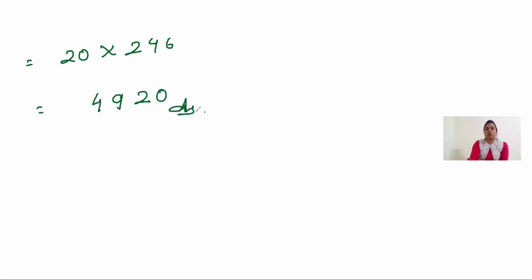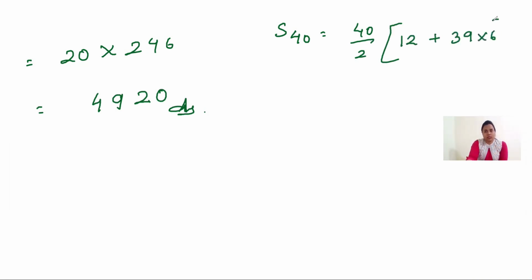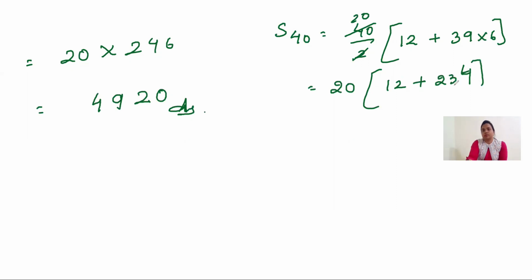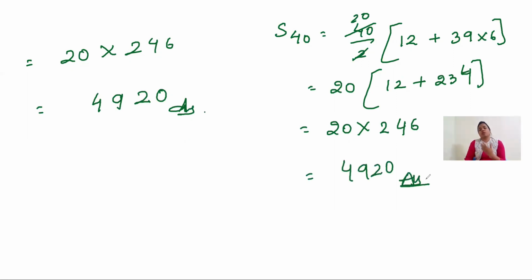If you want, we can check it also by using the other method. S40 is equal to 40 by 2, times (2 into A, that is 12, plus (n minus 1), 39 into 6). This is actually a lengthier method. So 20 into (12 plus 234), this will be equal to 20 multiplied by 246. See, we are getting the same thing again. 20 into 246 equals 4920. Clear? But whichever formula you want, we can use.